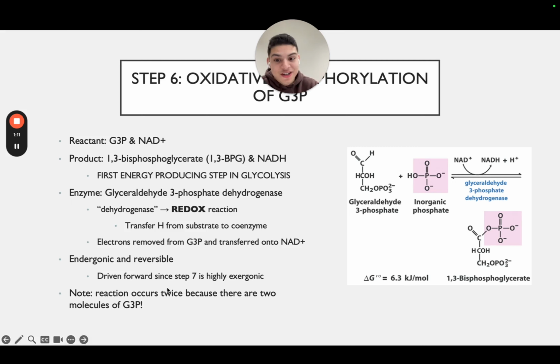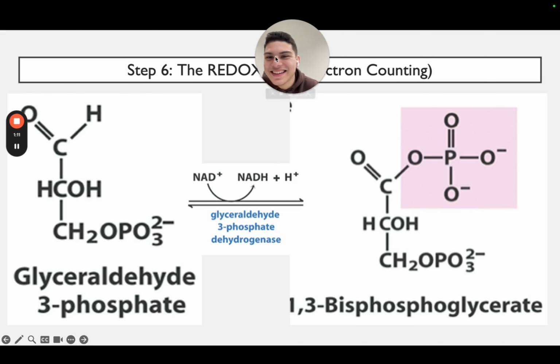And note, the reaction occurs twice because there are two molecules of G3P. There are two of these, so we're now forming two of these coenzymes. I know I keep saying cofactors. If I ever say cofactors for NADH or NAD plus, I really mean coenzymes. I just butcher it sometimes.